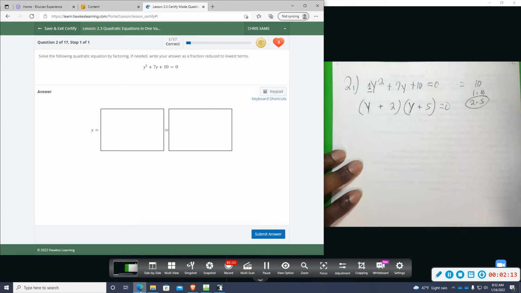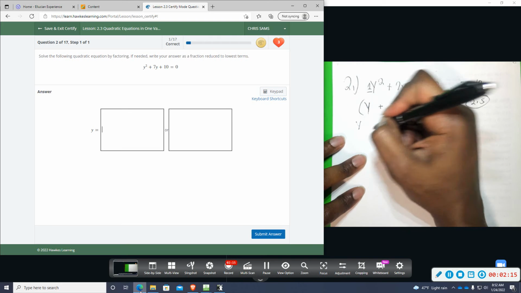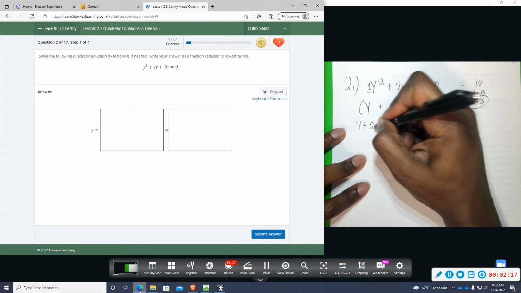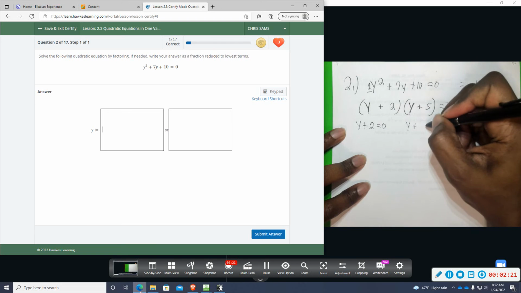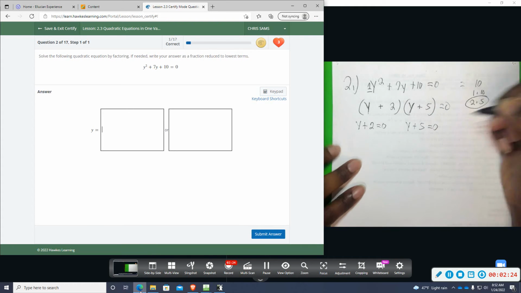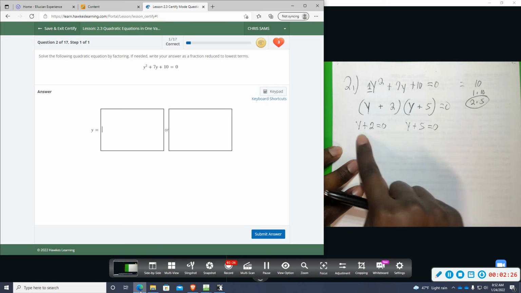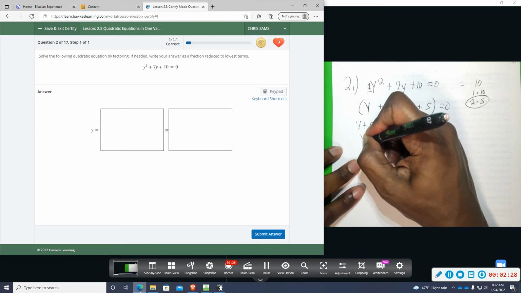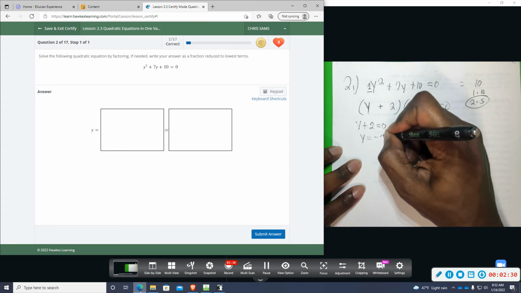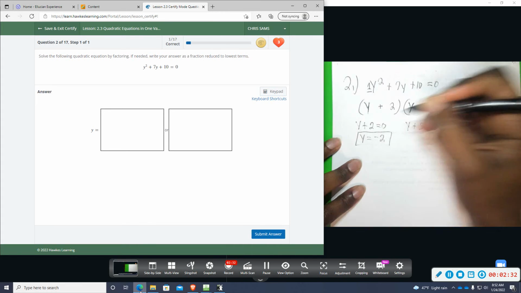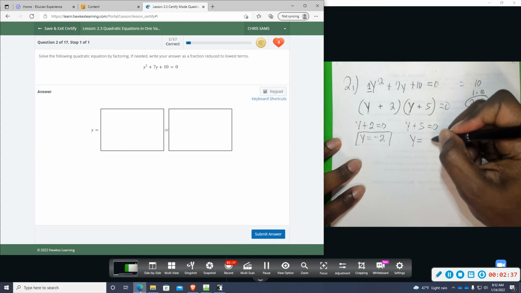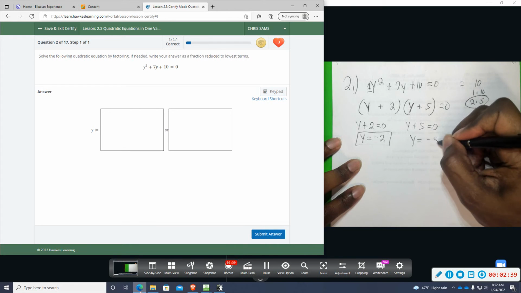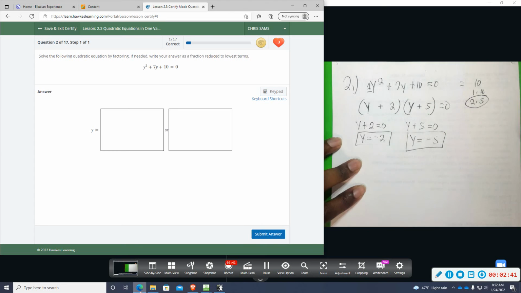We're going to set them equal to 0 and solve. So we have y plus 2 equals 0, and y plus 5 equals 0. And we're going to subtract 2. It's going to give us y equals a negative 2 as one of our solutions. And then we're going to subtract 5. It's going to give us y equals a negative 5. So we get negative 2 and negative 5 as our 2 solutions.